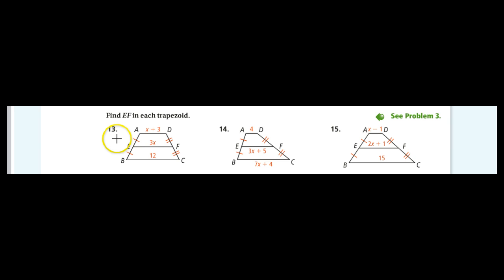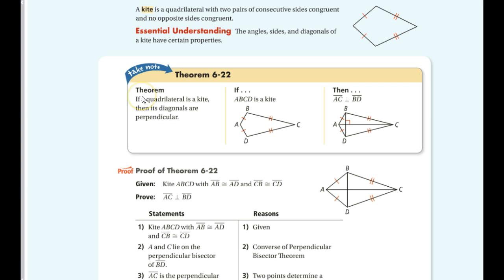Okay, so for number 13, the answer is 9. For number 14, the answer is 11. And for number 15, the answer is 9. So hopefully you got all those right, or at least you can go back and check to see what you did wrong. Okay, so the last section in this lesson has to do with kites.